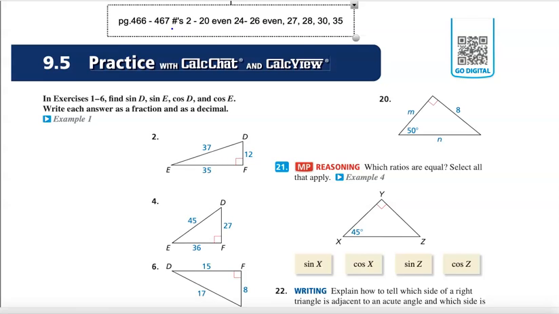All right, hello everybody. Here's your homework for 9.5. I'm going to go through this, see how we do here. So it says write each decimal as a fraction or fractional decimal. Sine D, sine E, cosine E, cosine D.